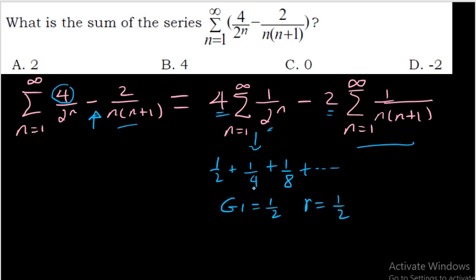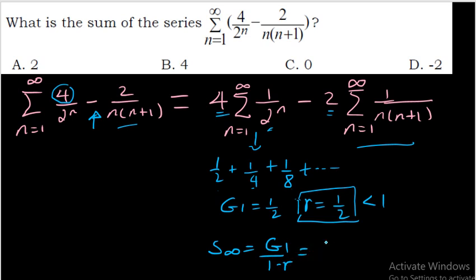If you divide G2 by G1 or G3 by G2, you'll get the same result, which is 1 over 2. So our focus must be on the common ratio. This common ratio is between -1 and 1, that means it's less than 1 anyways. So if it is less than 1, the sum at infinity can be found by the formula G1 over 1 minus R. I can apply this formula.